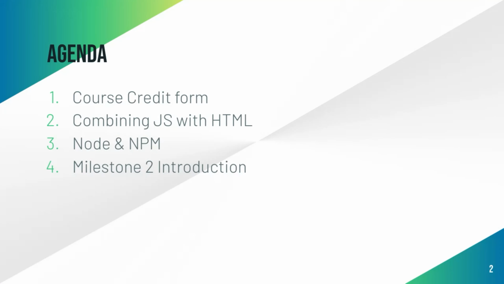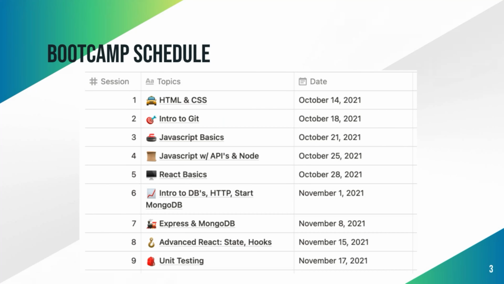Today, we talked a little bit about this yesterday, but we're going to go into more detail on combining JavaScript with HTML. And then after that, we're going to move into Node and NPM, and then we're going to go into milestone 2 and introduce that. So, here we are today. Session 4, JavaScript and Node are the big ones. And we're almost halfway there, so good stuff, everybody, getting this far.